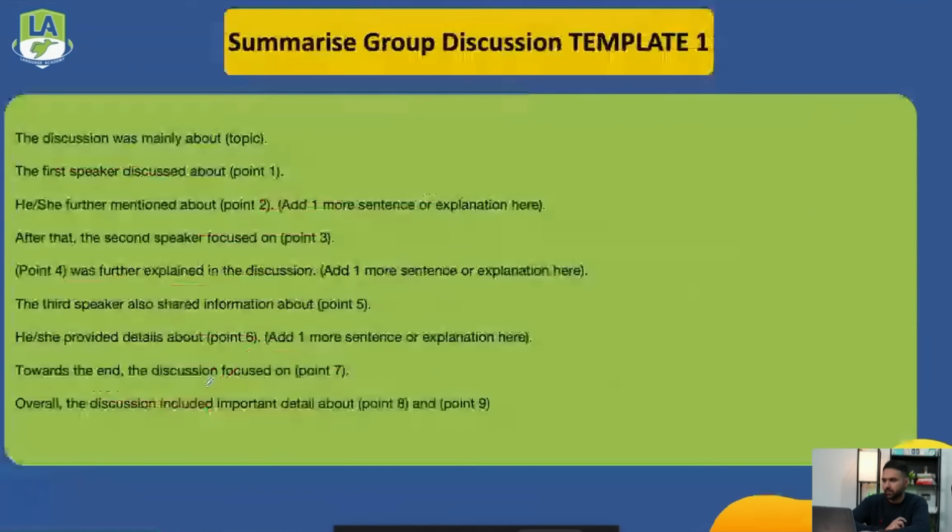I'll show you how. So this is one template. This is template number one. I'm going to give you two templates. Remember this thing, this task is pretty similar to read a lecture. It's just a longer version of read a lecture, that's all.